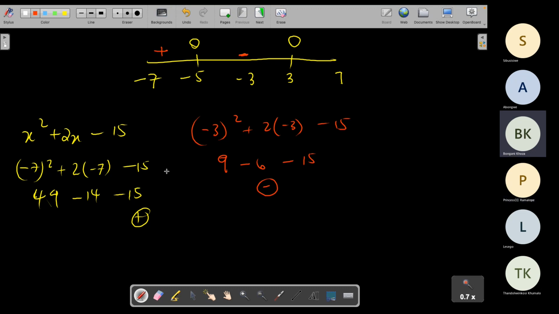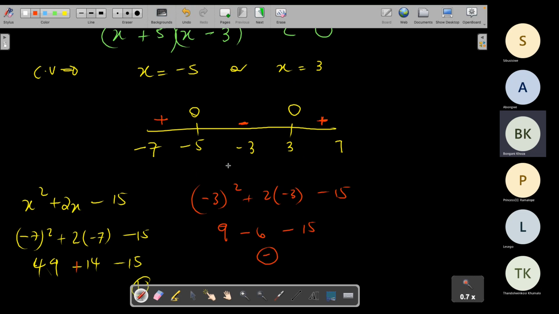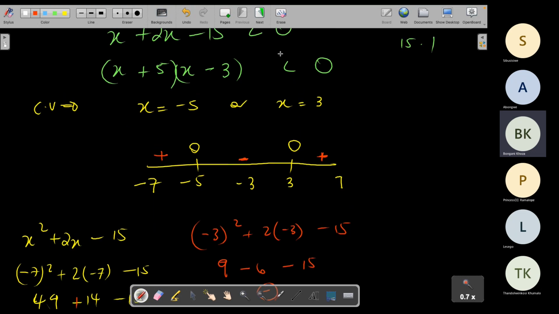And then this side we're using 7. So it's going to be greater, so this is just going to be a positive sign still. So we are trying to get our values that are less than 0. Less than 0 means negative. So that means we're going to follow the negatives. That's what we have.